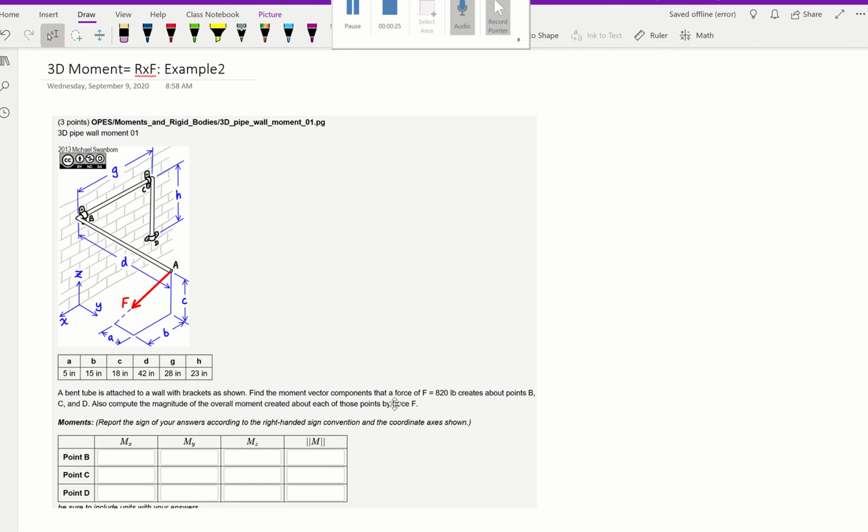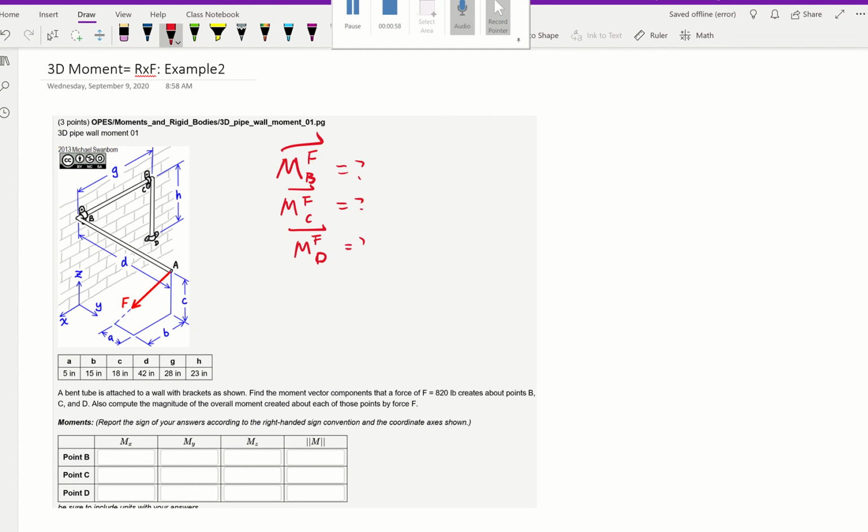Find the moment vector of the component of a force. This force here is 820 pounds, and we need the moment it creates about points B, C, and D. So you're basically going to calculate three things. First, this force rotating about point B. Then also this force rotating about point C and about D. Those are the three things we are solving.